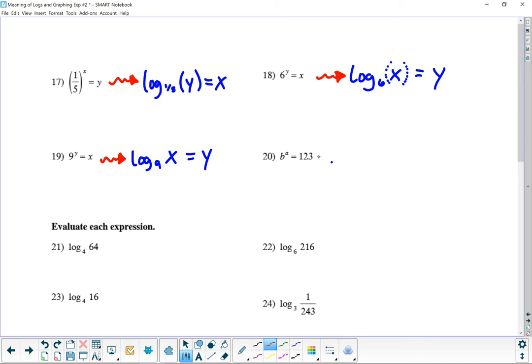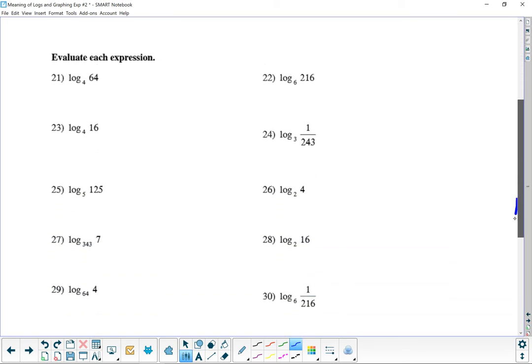Okay, so this is going to transform into logarithmic base b of 123, and that's going to equal a. Okay, that was fun. I actually enjoy doing that.